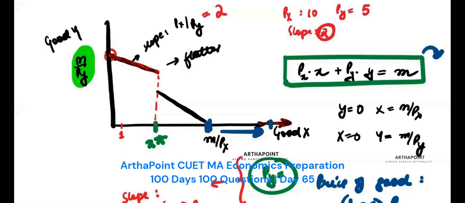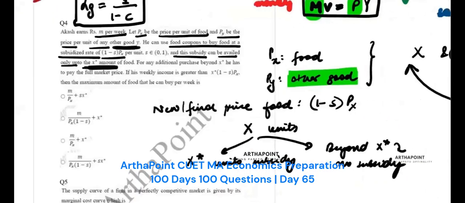So had this been the complete budget line, you would have afforded more X because of the subsidy, more X than what you're currently consuming. But this is not the budget line throughout. This is only till X star, beyond which the price goes to the usual price of PX by PY. Okay, now let's read the question.